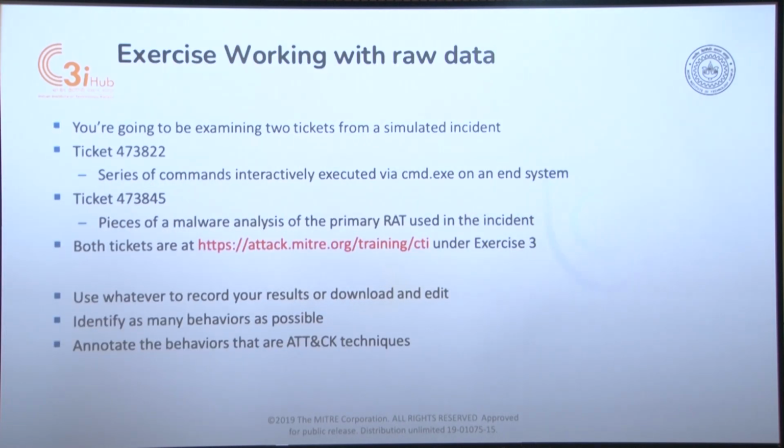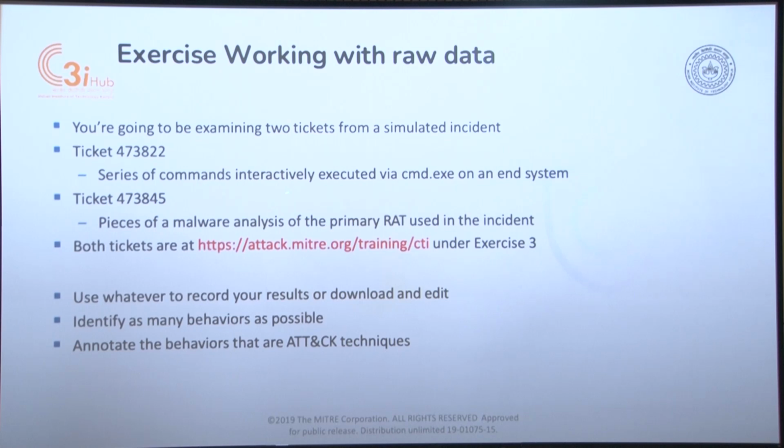Now there is an exercise which we will see in the further slides, but it is expected that students can go to this link, access the exercise and do it after the class. There is an exercise under Exercise 3, where there are two tickets, 473 at 22 and 473 at 45, which have a series of commands and a piece of malware analysis, primarily a remote access Trojan. You have to look at the series of commands in this ticket and map those commands to the TTPs present in the MITRE ATT&CK knowledge base.